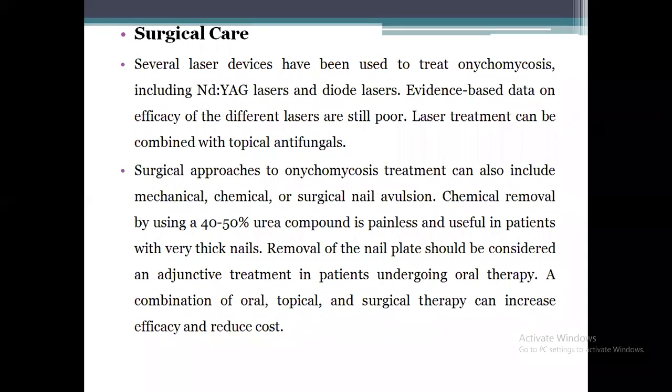Surgical approaches to onychomycosis treatment can also include the mechanical, chemical, and surgical nail ablation. Chemical removal by using a 40 to 50% urea compound is painless and useful in patients with very thick nails. Removal of nail plate should be considered an adjunctive treatment in patients undergoing oral therapy. The combination of oral, topical, and surgical therapy can increase efficacy and reduce the cost.